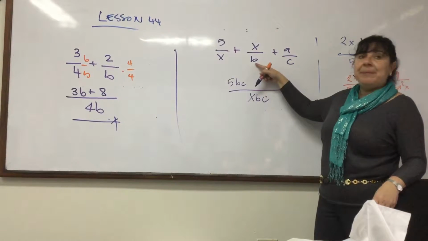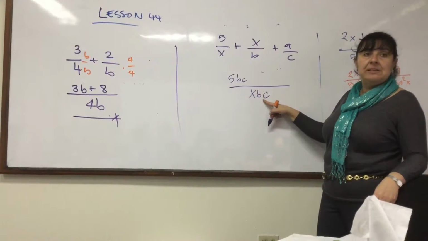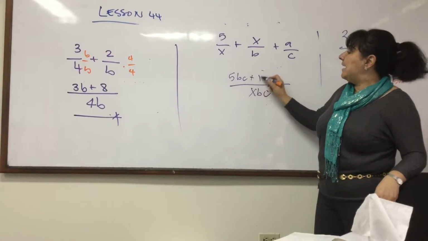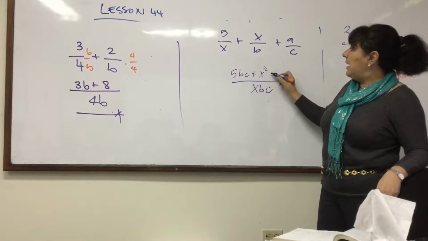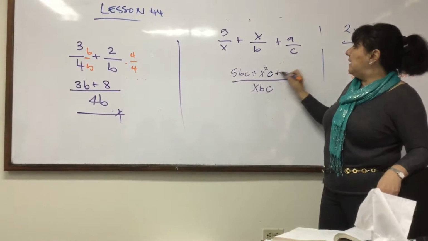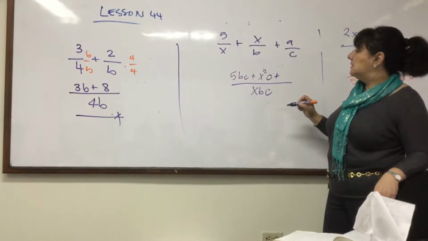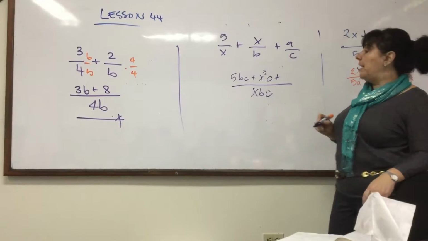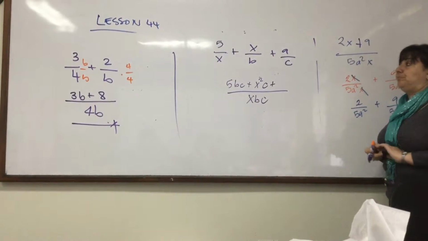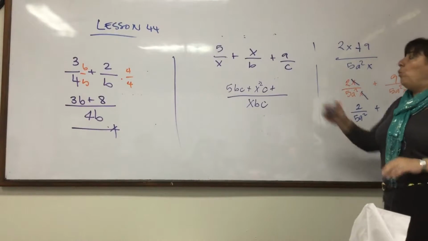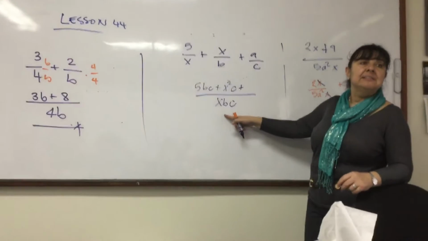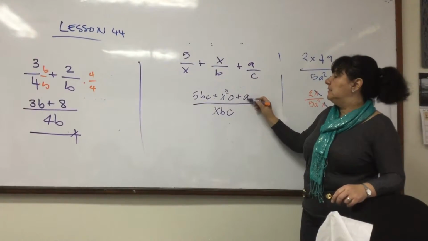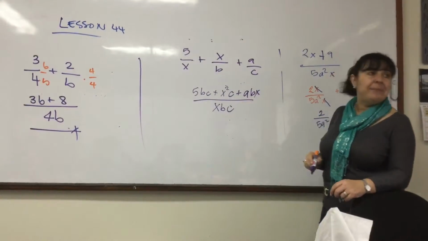This one, what's the b missing to go to xbc? It's missing x and c. So that means x squared, because you already had an x, and x times x is x squared, xc, plus a squared b. What is the c missing to be xbc? xb. xb times a? a x b, or abx, it doesn't matter.